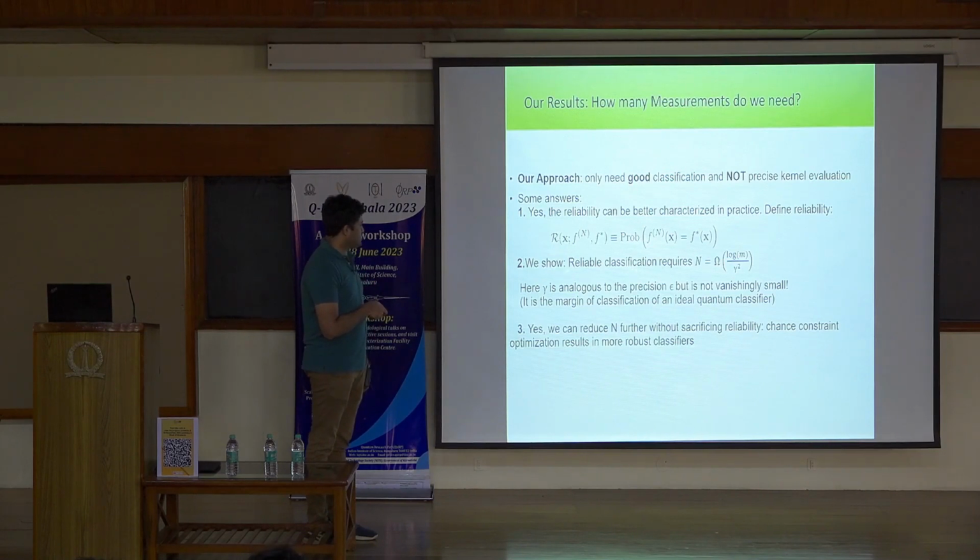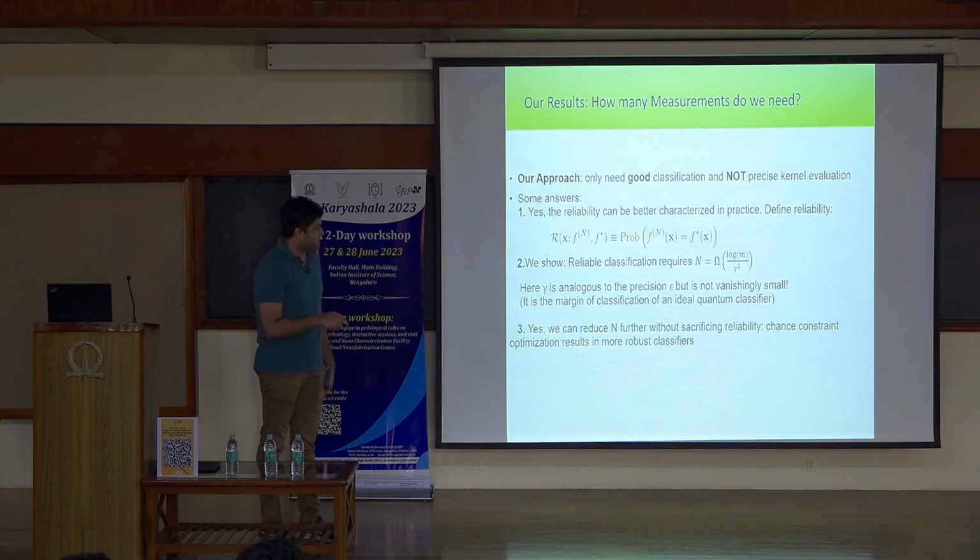So we show reliable classification requires log m over gamma squared. That is an exponential improvement in m, the data set size. And gamma is not vanishingly small. This is very important. Gamma is analogous to the precision. If you want a very precise thing, then epsilon goes to 0. But gamma, if you choose a nice kernel function, can be of order 1. So this is a very, very good improvement.